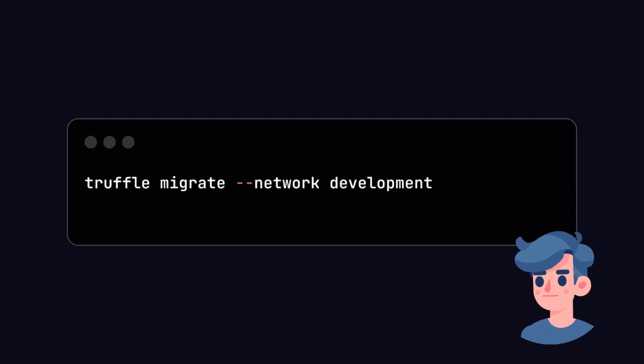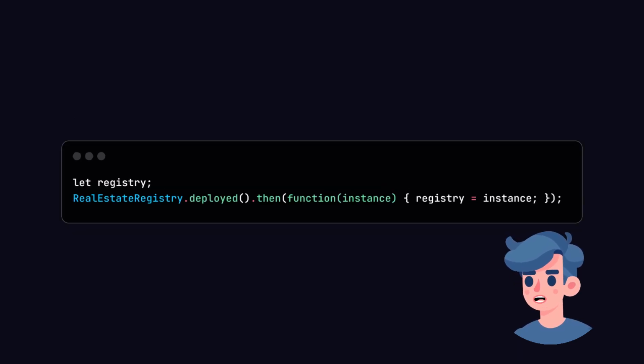We're now ready to deploy our contract. In the terminal, run the following command to deploy the contract. Great! Our smart contract is now deployed. Now let's test it by interacting with the smart contract methods using the Truffle console. Inside the console, we can create a new property.